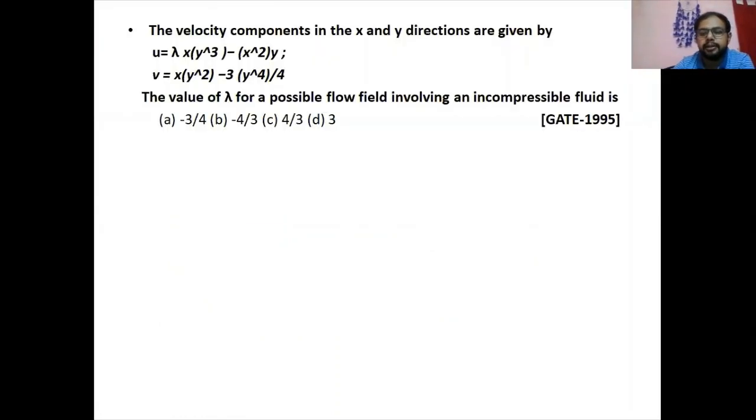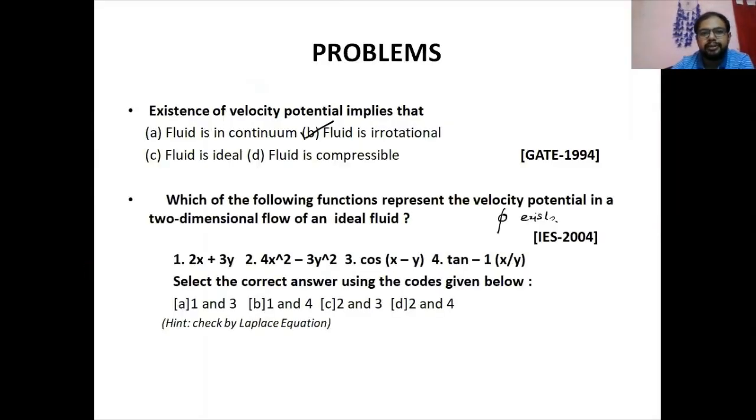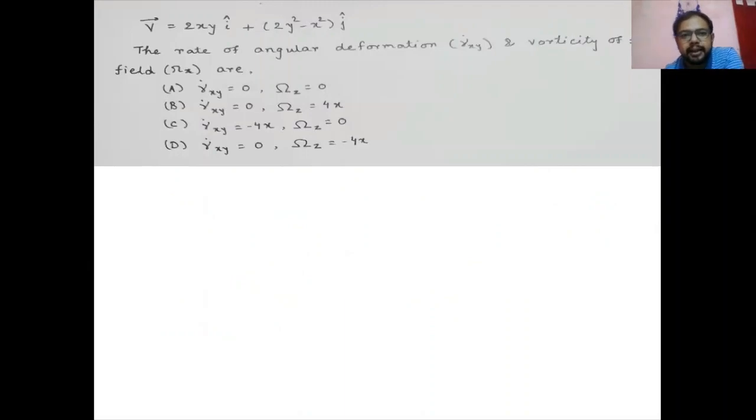Similar types of problems we have been doing for a long time. So two, three more problems we'll do and we'll leave this part. Here the angular deformation and the vorticity of the flow field you are asked to find out. So U has been given to you. U is 2xy and V is y square minus x square. So the rate of angular deformation you were asked. The rate of angular deformation means du dy plus dv dx.